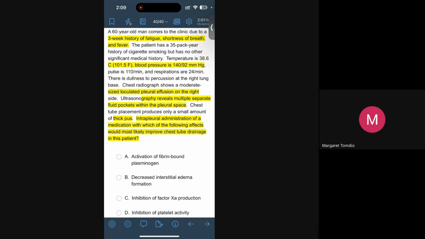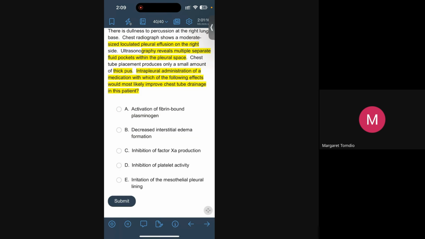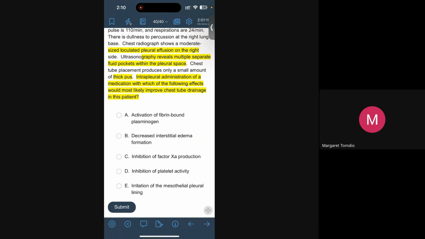To destroy the fibrosis, which one of these following will be useful? A. Fibrin tissue plasminogen activator, because it destroys the fibrin. It is a fibrinolytic agent. Okay, so it can improve the drainage. It will break down the organized fibrin and will help in decreasing the fluid viscosity there.